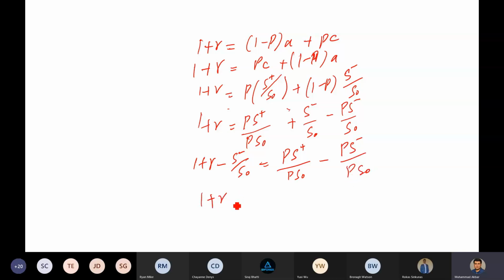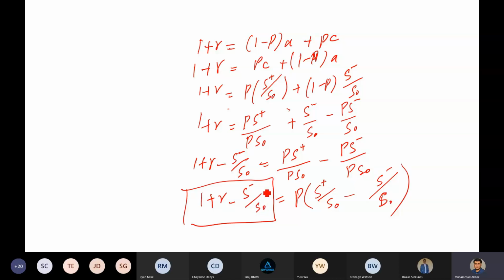So 1 plus R minus S minus divided by S naught. And I see this P is common, so I'll take P as common, and then I'm left with S plus divided by S naught minus S minus divided by S naught. You see, S minus divided by S naught is basically the D factor. And this is basically the U factor, because it is the stock price going up divided by S naught.